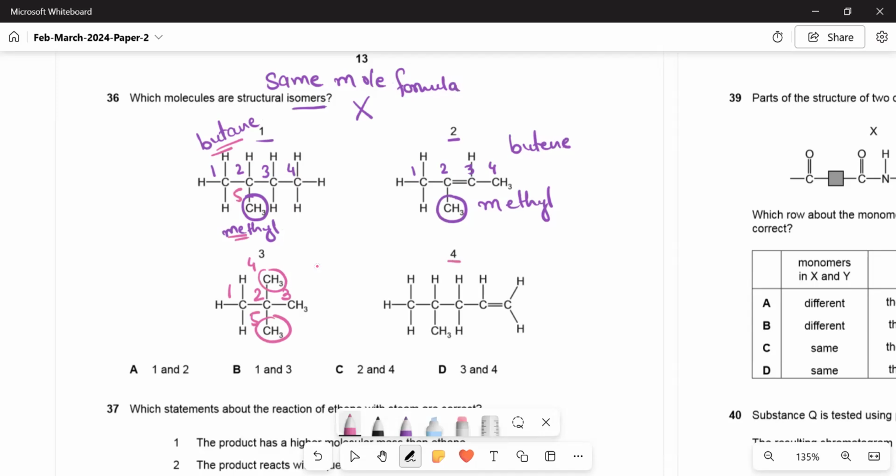In option 4, we have 1, 2, 3, 4, 5, a 5 carbon chain, which is pentene, with 1 methyl group over here, meaning the total carbons will be 6. So this makes 1 and 3 the isomers of each other, because they have a total of 5 carbons in both of them. 1 and 3.